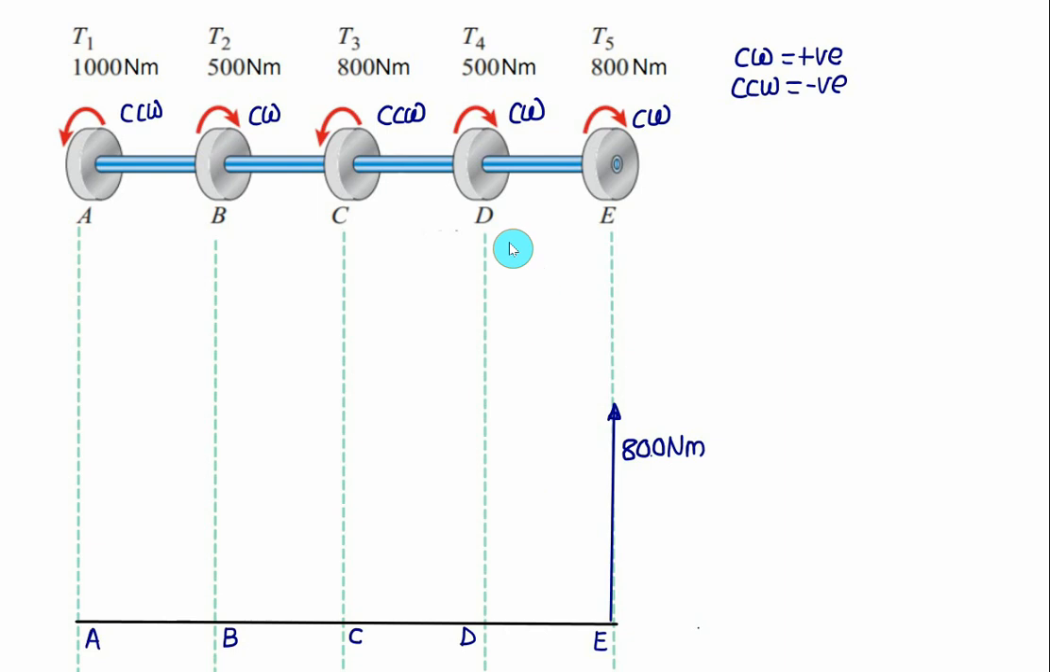There is no torque acting between D and E, so this value remains constant. So this value remains constant, and this one is the torque acting on the shaft DE, that will be equal to positive 800.